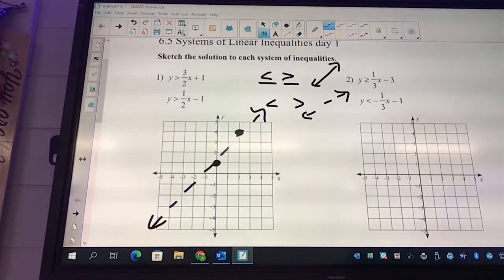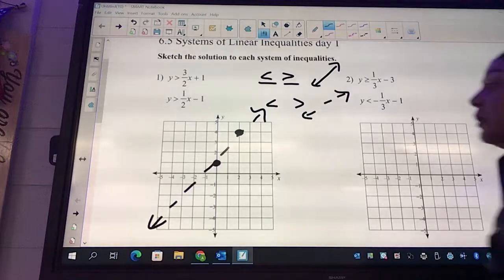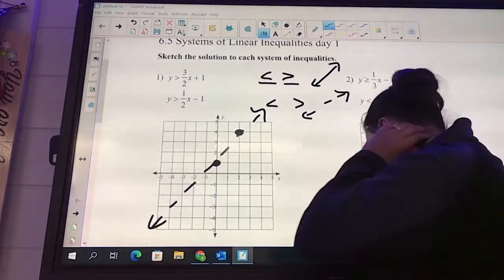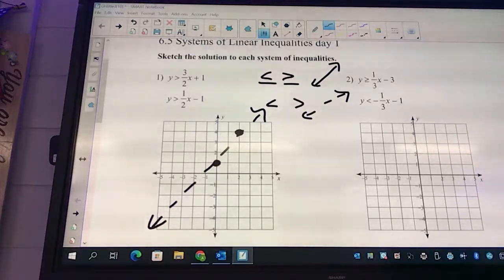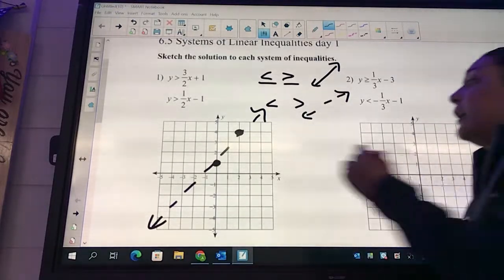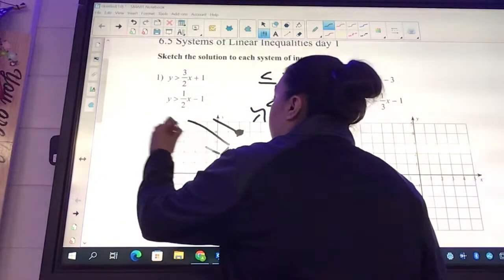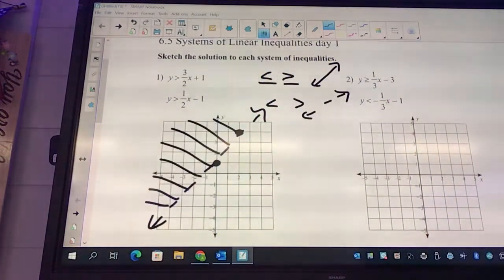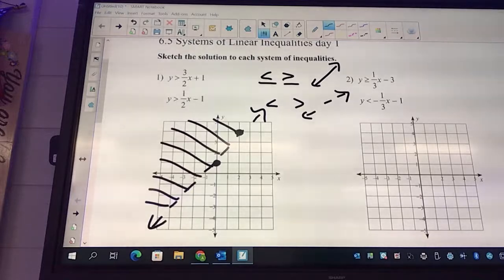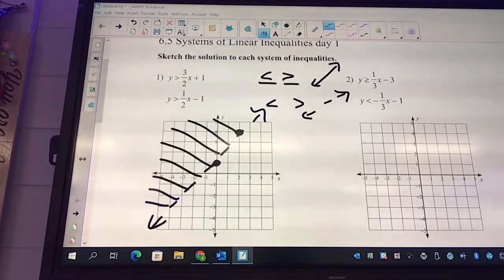It says y is what? Greater. So which side am I going to shade? The positive 5 or negative 5? Positive 5. Okay, my advice to you, instead of shading on the first line, I would do something like this. Okay, that way you can see where it's going to be cross marked. Okay, now you can shade.